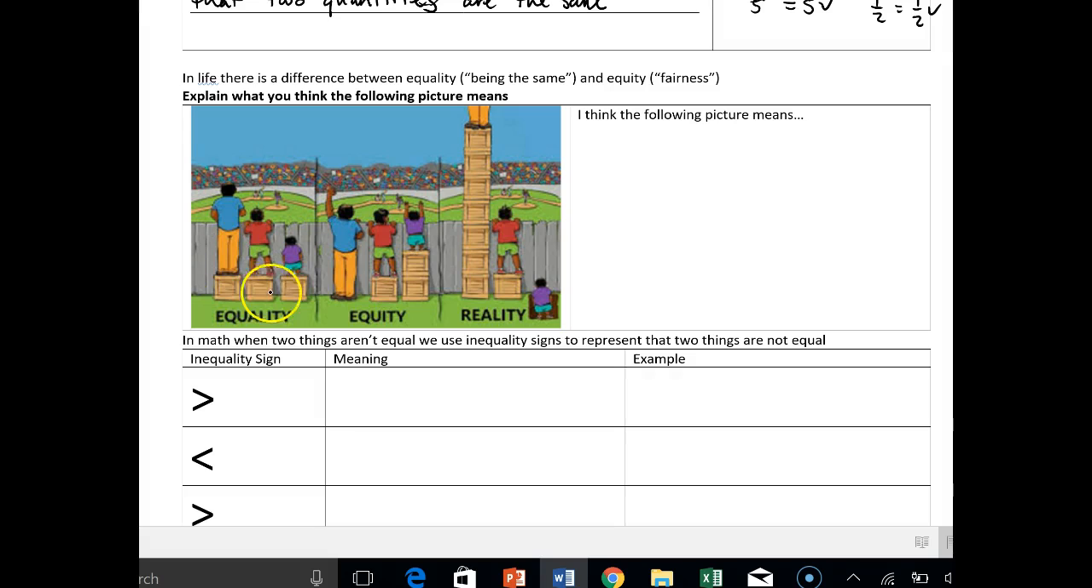We have three guys standing on a box in the outfield trying to watch a baseball game. In equality, everybody gets the same box. Now, if everything is equal, that means this poor short guy right here can't see the field. In equity, we take people where they're at and we give them what they need. So for example, this tall guy, he doesn't need a box. This guy, he still needs a box. And this guy, he needs 2 boxes.